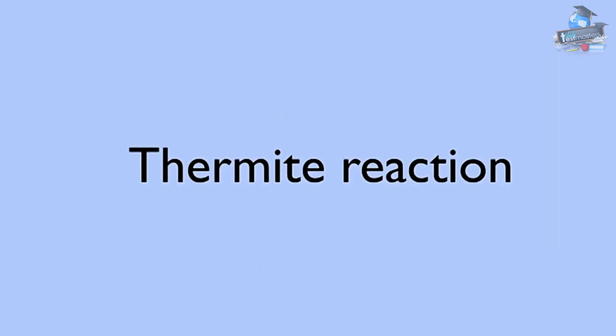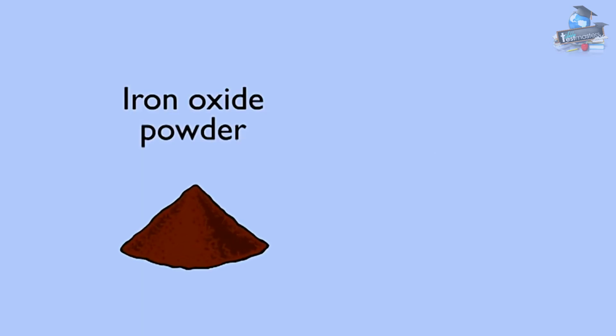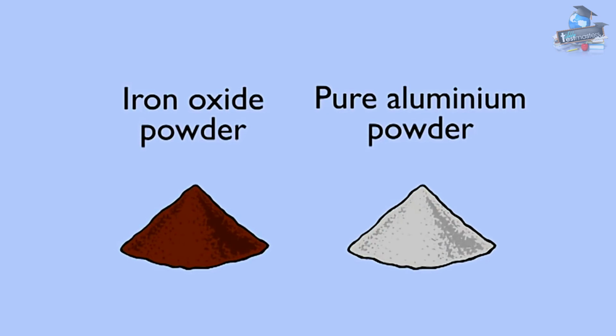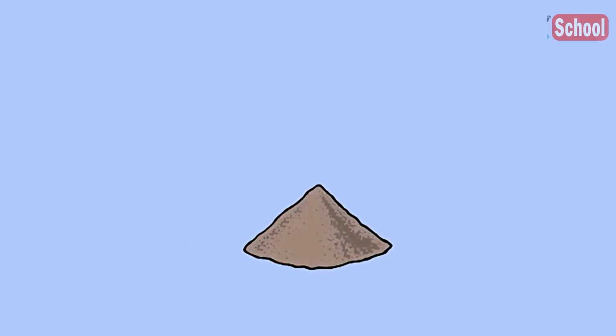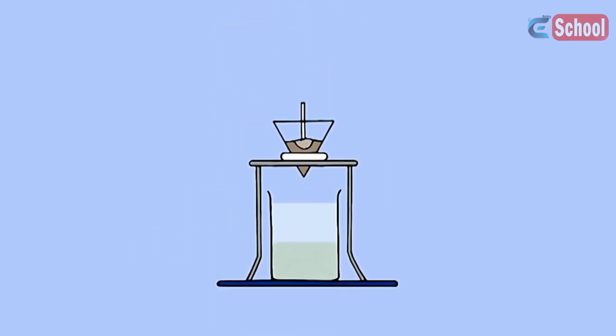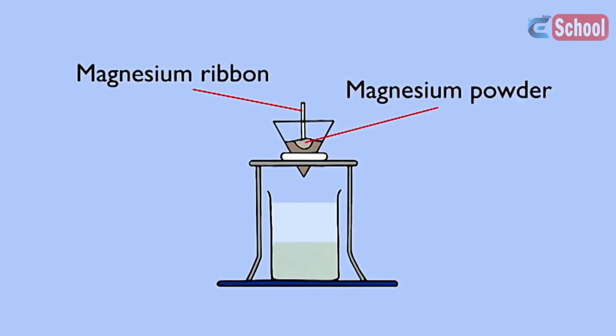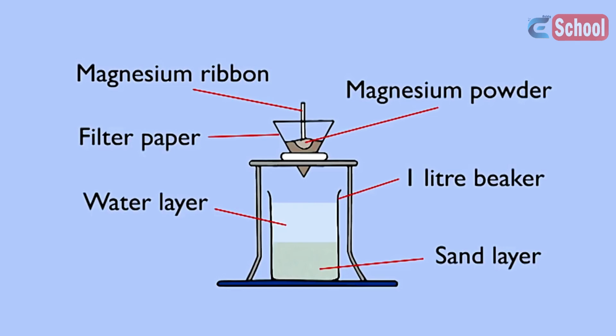So why is it important to learn about displacement? Here's a real-life example. The thermite reaction is carried out by reacting iron oxide powder with pure aluminium powder. The reactants are mixed together and then reacted, often by using a piece of highly reactive magnesium ribbon and some magnesium powder. When the magnesium burns, enough heat is provided to overcome the activation barrier and off the reaction goes.